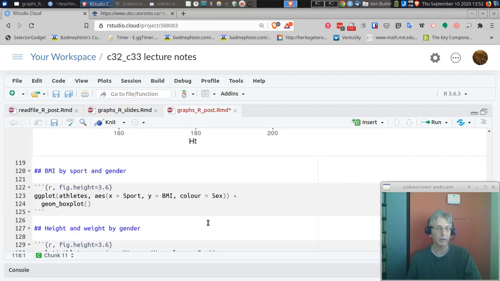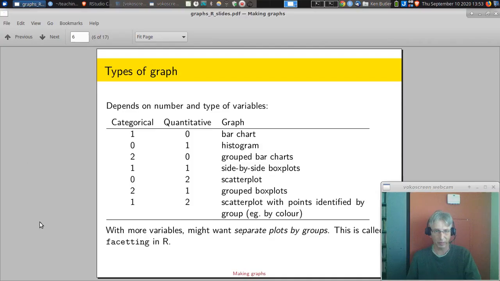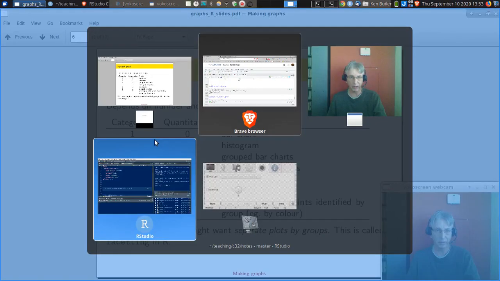Alright, so we have some other things. How about body mass index by sport and gender? Okay, quantitative, categorical, categorical. Alright, what are we going to do with 1 quantitative and 2 categorical variables? Let's go back and have a look. 1 quantitative, 2 categorical, grouped box plots. Alright, how are we going to make that work?